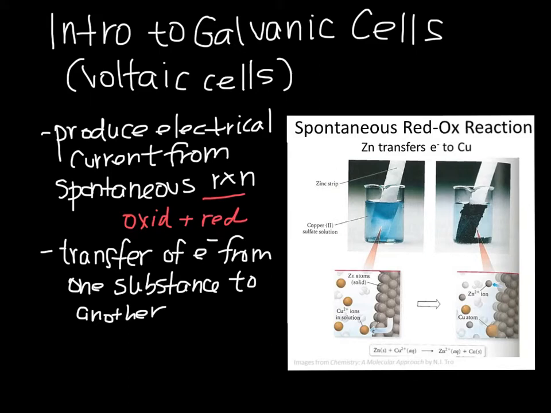Here on the right is an example of a spontaneous redox reaction, which is not yet a galvanic cell. But this is a spontaneous redox reaction where zinc is transferring electrons to copper. So we have a zinc strip in a solution of copper ions, and zinc turns into an ion, so zinc is oxidized, and copper is reduced, and copper is plated onto here. But this happens all together, and so when it happens together, the electrical current sort of flows between the atoms, but it's not useful in that it doesn't run through any circuit.